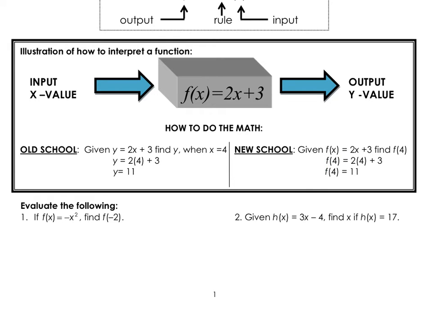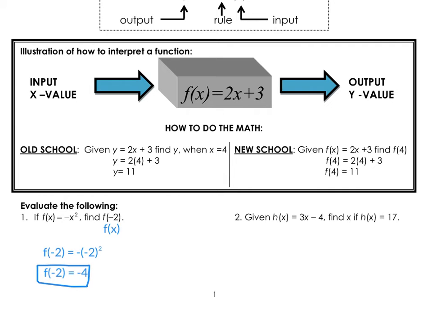Okay, so let's evaluate the following. So for this first one, it says, if f of x equals negative x squared, find f of negative 2. Well, if we think about it, the negative 2 is in place of x. So in place of x, I'm going to put negative 2. I plugged that in, but I used parentheses. And it's very important here because this negative out front is outside of the parentheses, but then I'm squaring a negative inside the parentheses. So if we put that in our calculator, we would get f of negative 2 equals negative 4, and that's our answer.